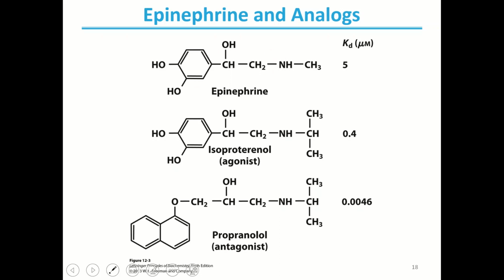The difference is, if you look at the KD, this synthetic agonist has a much smaller KD, so it actually binds in there more tightly. Okay? So you can design drugs that work better than the natural ligands, at least that bind better than the natural ligands. Okay. The other drug shown down here is what's known as an antagonist.